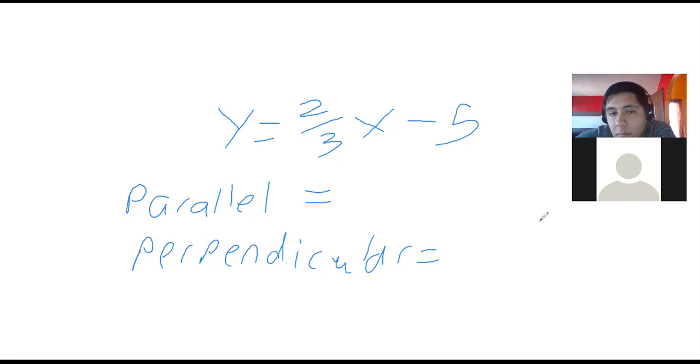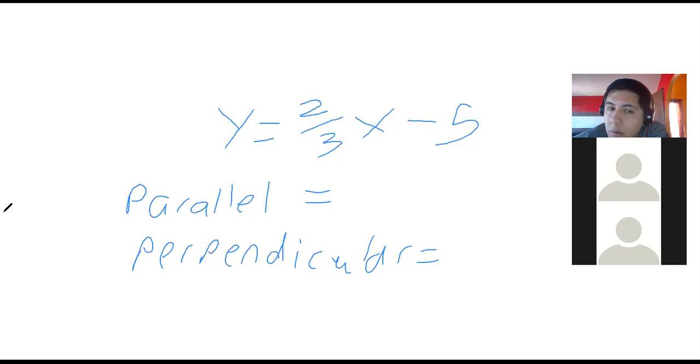Negative? Not a negative. Remember, parallel means that they have to be going in the same direction. So what would it be? Wouldn't it be like 2/3? The slope would be the same.